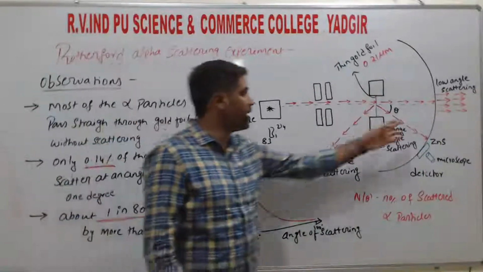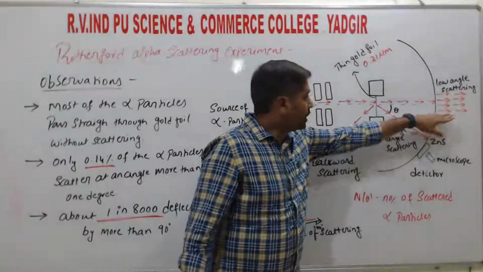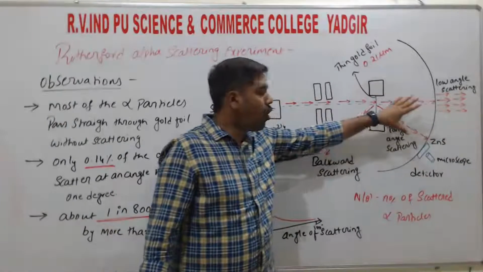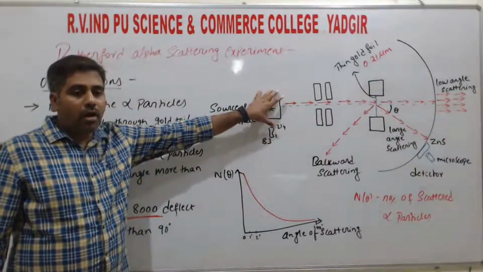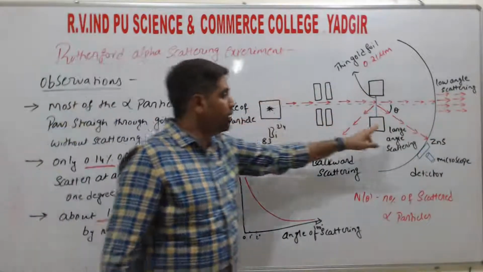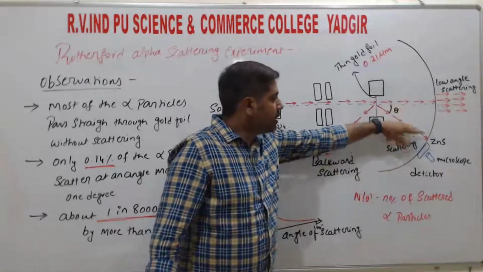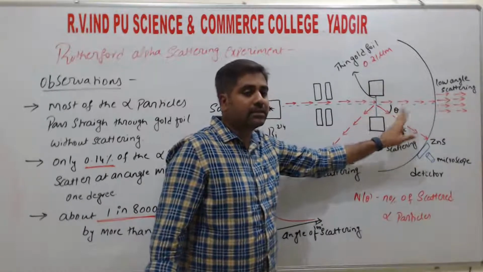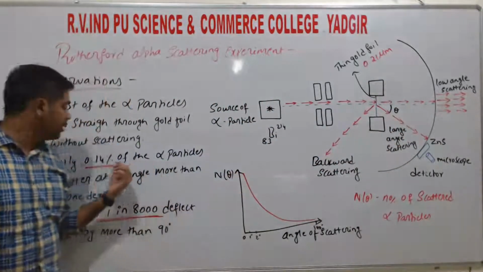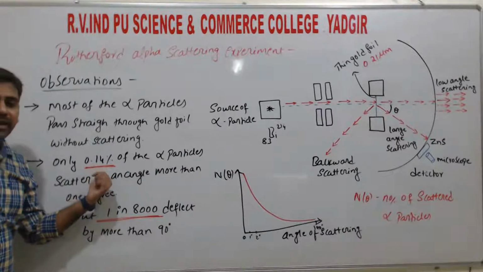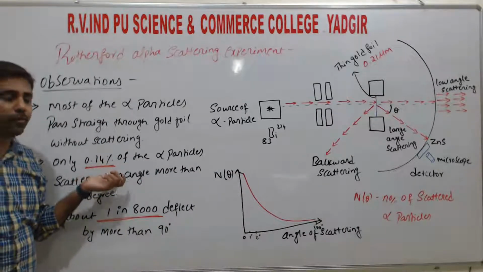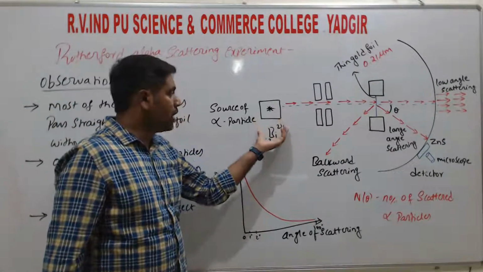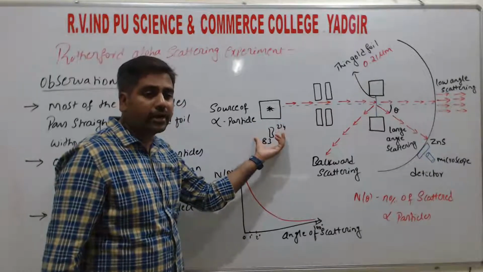So for that reason only we are getting the maximum alpha particles without any scattering. That is the first observation. The second observation is that out of the total number of alpha particles emitted, only 0.14% of the scattered alpha particles have theta greater than 1 degree. That is, when theta is more than 1 degree, the number of alpha particles is very small, only 0.14% of the total alpha particles produced by this radioactive source.